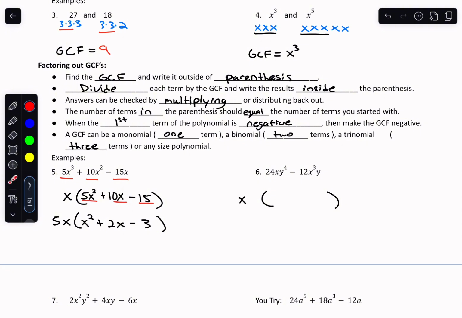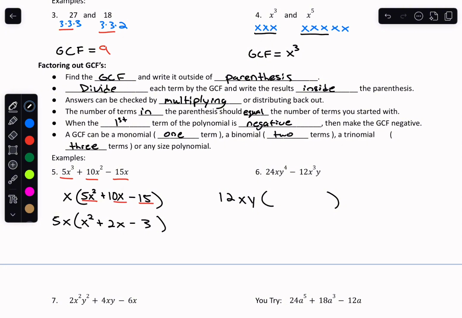When I look at the y's, I have y to the fourth and y to the first. So the smaller exponent is y to the 1. So I'm just going to pull out 1y to the front. When I look at 24 and 12, I need to find the GCF of those two numbers, where 24 and 12 are both divisible by 12. So since 12 is one of the numbers and it already divides both numbers, I can go ahead and say that 12 is my GCF of these two numbers.